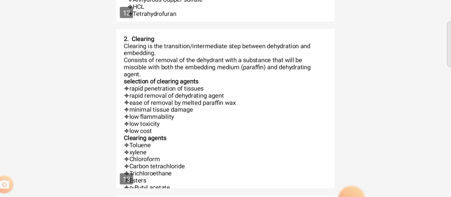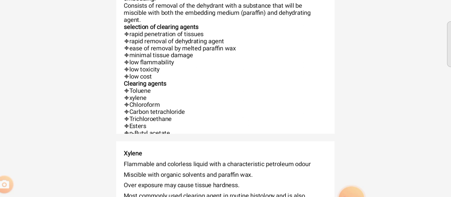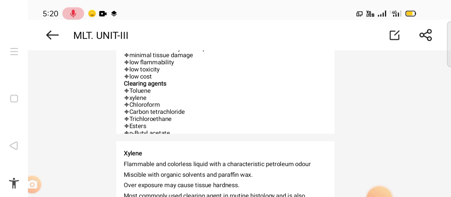Next one, clearing. Clearing is the transition and intermediate step between dehydration and embedding. Selection of clearing agents: rapid penetration of tissues, rapid removal of dehydrating agent, easy removal of melted paraffin wax, minimal tissue damage, low flammability, low toxicity and low cost. What are the clearing agents? Toluene, toluol, xylene, chloroform, carbon tetrachloride, trichloroethane and esters, etc. The most common is xylene.